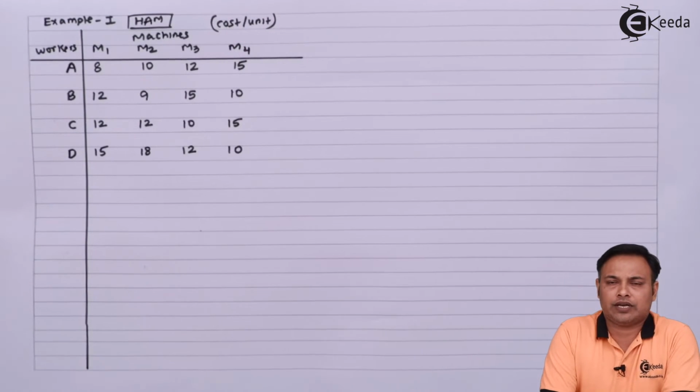Our first 2 steps, as I discussed earlier, will be checking that the problem should be of minimization, and second, checking that the problem should be balanced.